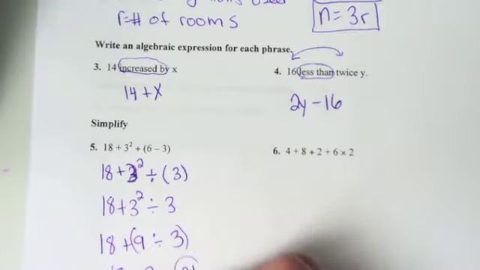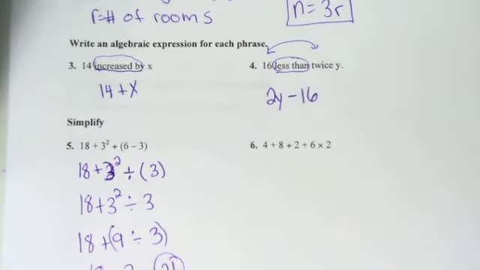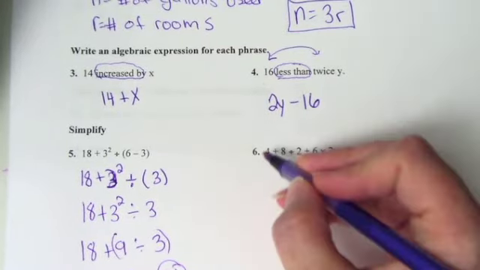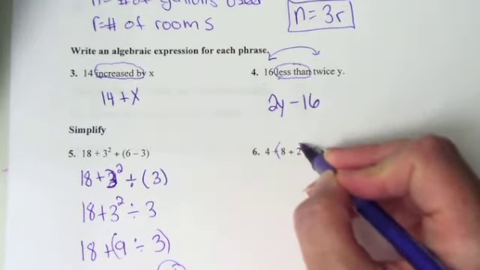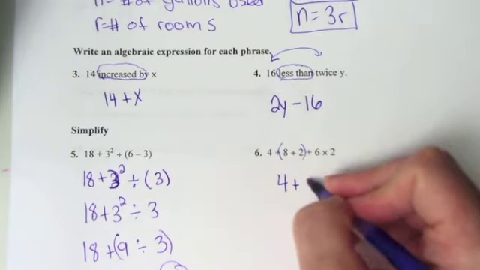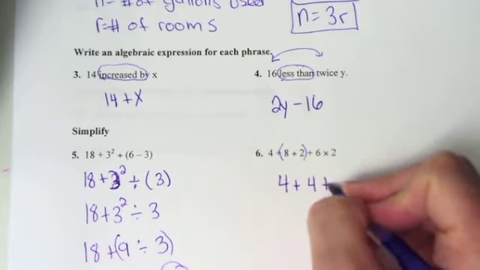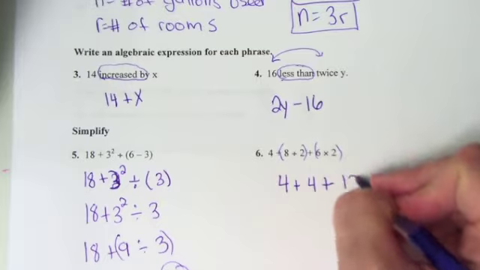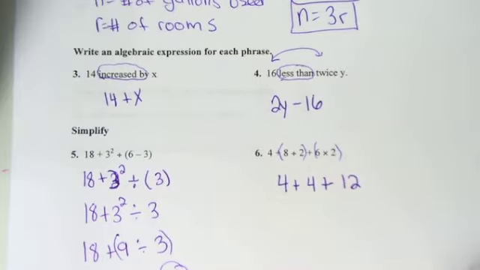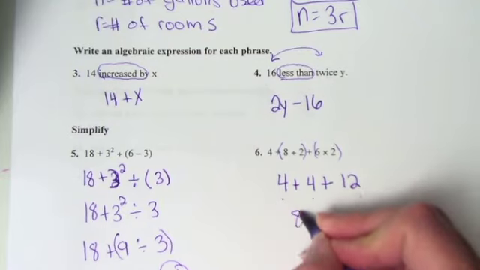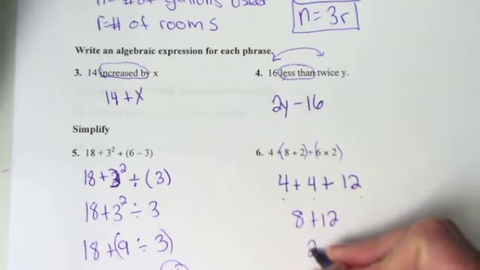All right, on the next one, we don't have any parentheses or exponents. We're going to go right to multiplication and division, left to right. We're going left to right. We first come across 8 divided by 2. So we get 4 plus 4 plus, now we can do the 6 times 2, which is 12. And we just add all these together. We get 4 plus 4 plus 12. That's 8 plus 12, which is 20.